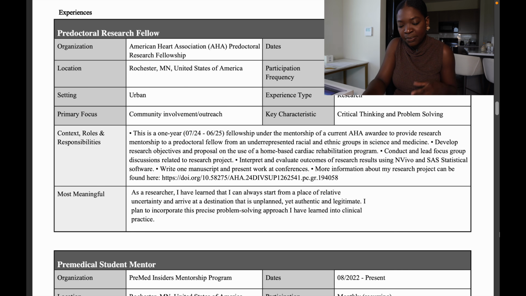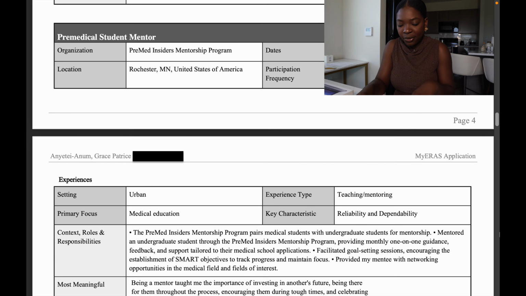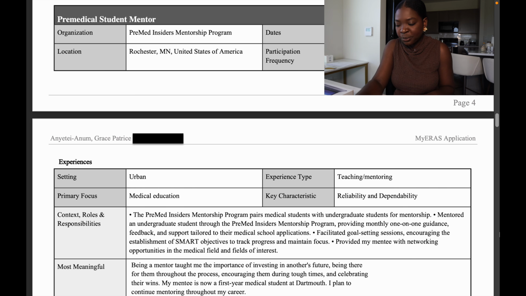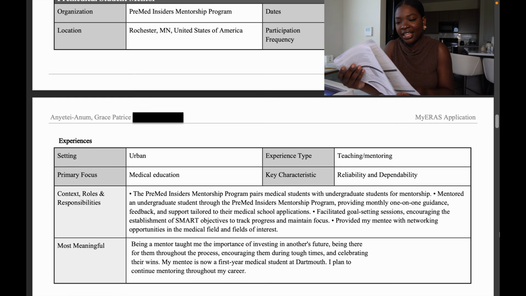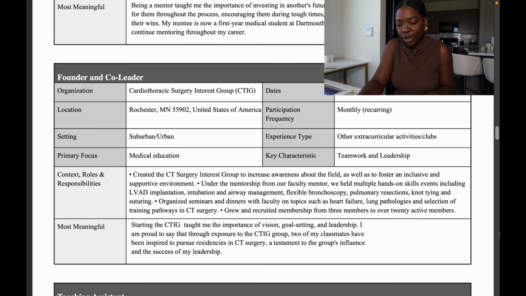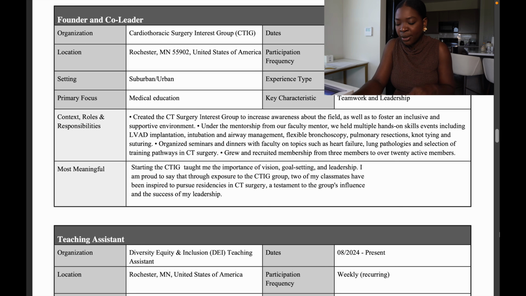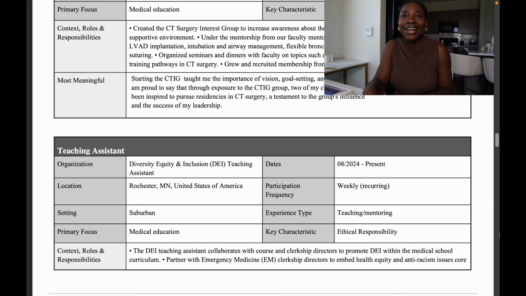The 10 that I put down was my pre-doctoral research fellowship with the American Heart Association. I also was a pre-medical student mentor volunteer at my school, so I put that down. I started a cardiothoracic surgery interest group with one of my classmates who was the co-founder, and I put that in my application as well. In medical school, I was a TA, so I put that in the application. Student volunteer trip to the Dominican Republic, I put that in. My Stanford experience, the award I got, I put that in. And then I put down my experience leading Bible study at school.